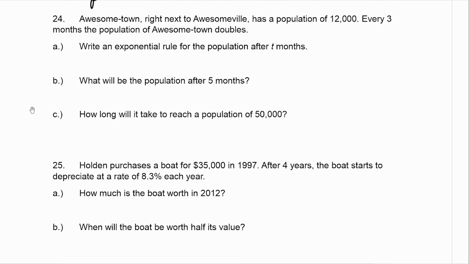Number 24. Awesome Town, right next to Awesomeville, has a population of 12,000. Every 3 months, the population of Awesome Town doubles. So this is not using the previous equation to help us write an exponential rule, but we're just going to have to write it based upon the information that they give you.